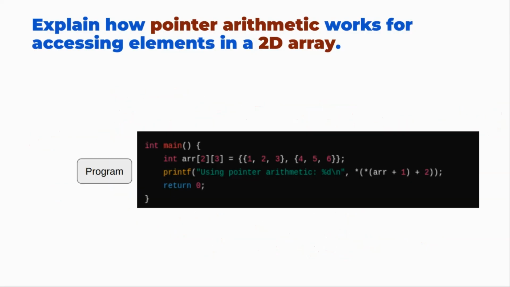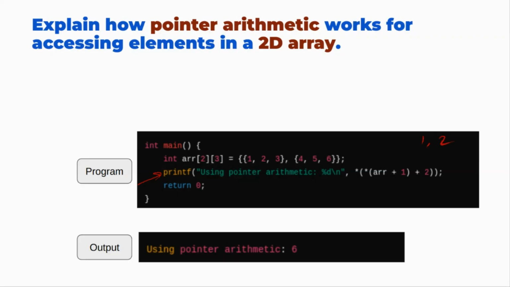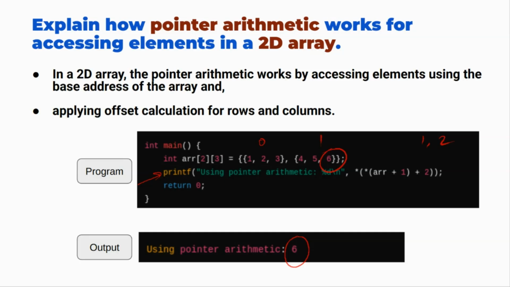Here is the example code to demonstrate. In this case, what will be the output of this printf? Using pointer arithmetic, we are printing the value of 1 comma 2 element. So the output is 6. This is 0th row, this is first row. So 1 comma 2 will be this value. So in summary, in a 2D array, pointer arithmetic works by accessing elements using the base address of the array and applying offset calculation for rows and columns like this.